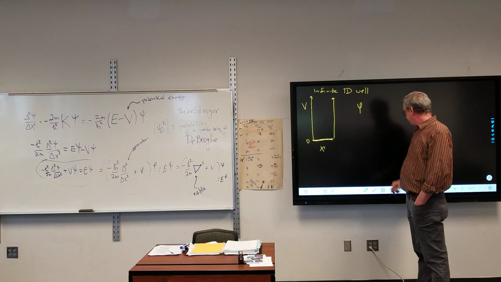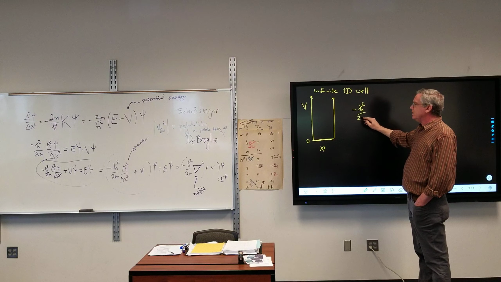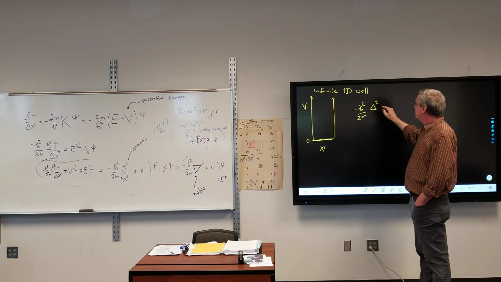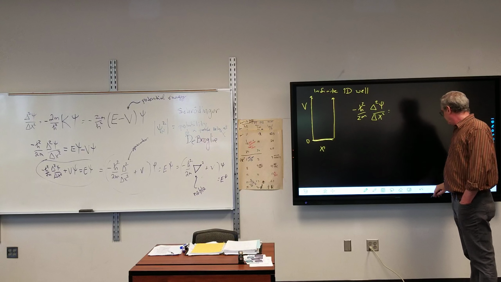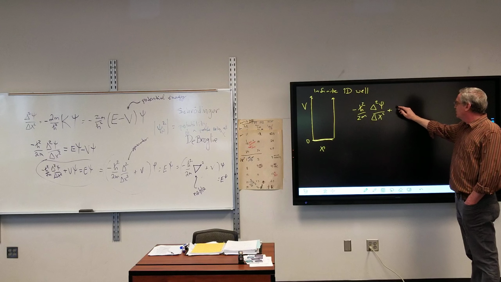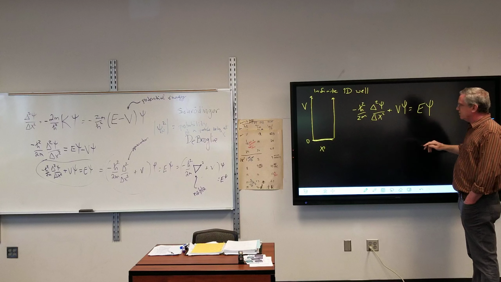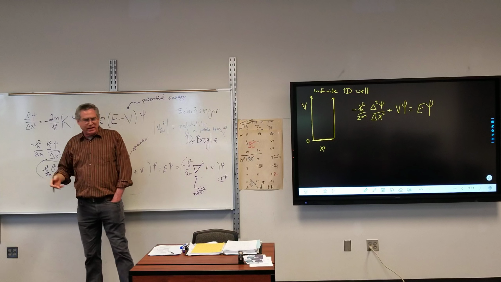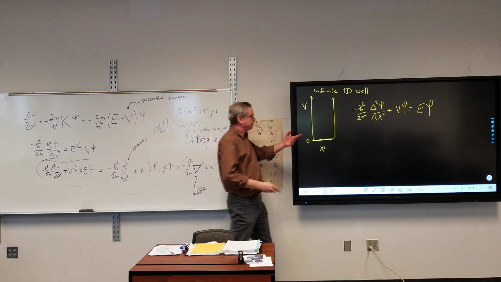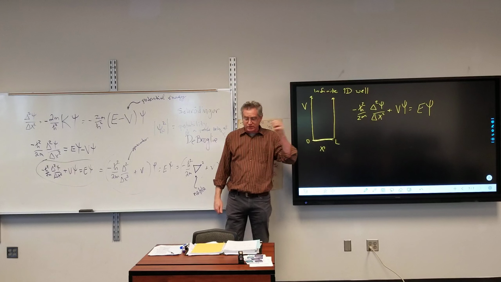I know that negative h bar over 2m plus V psi is equal to E psi. And so imagine that I have some particle of mass m that is stuck within this position here, so that is L. So between 0 and L, this particle can exist.